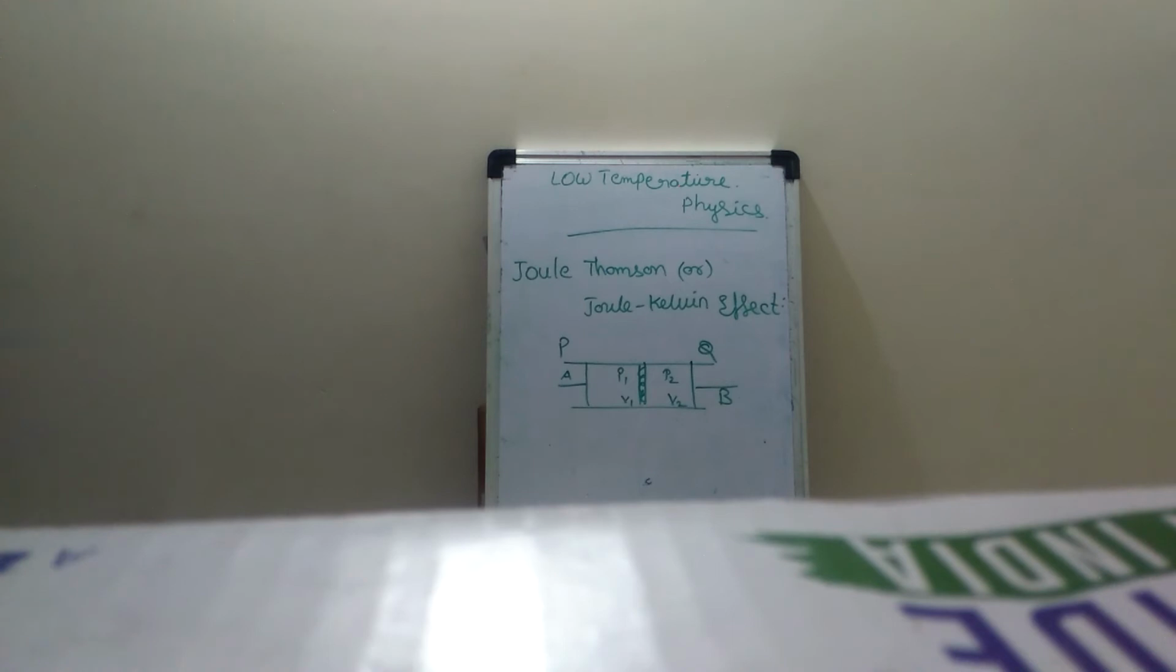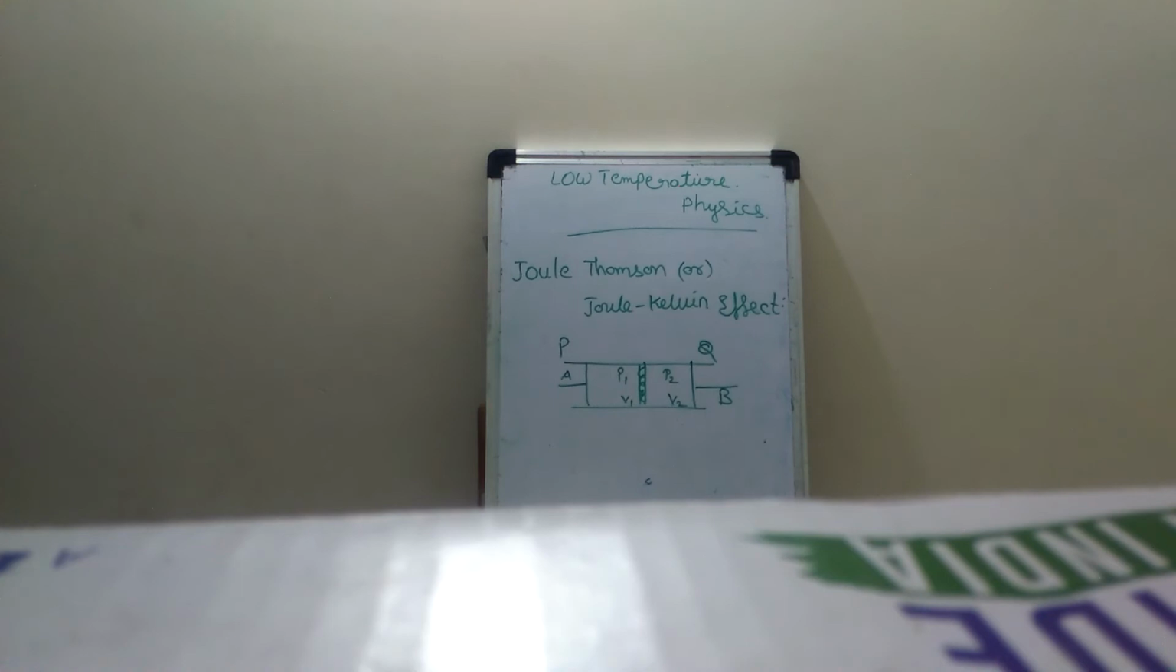Now we are going to see the important picture of the Joule Thompson or Joule Kelvin effect. The principle is this: PQ is a thermally insulated cylinder containing a porous plug. A porous plug is a material like cotton or wool, and it is fitted with two non-conducting pistons, A and B. The porous plug separates the cylinder into two parts.